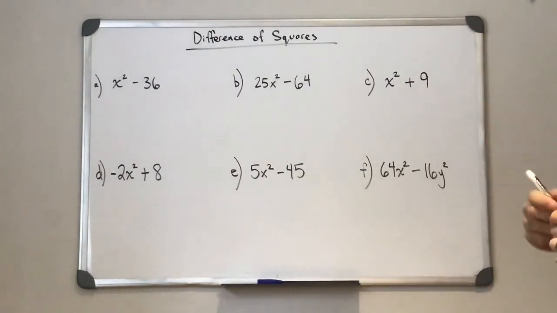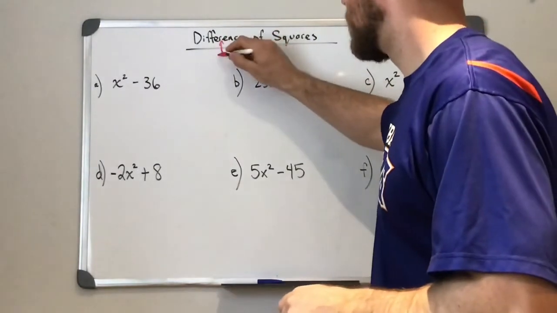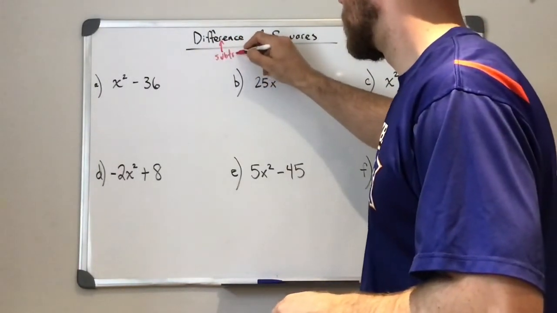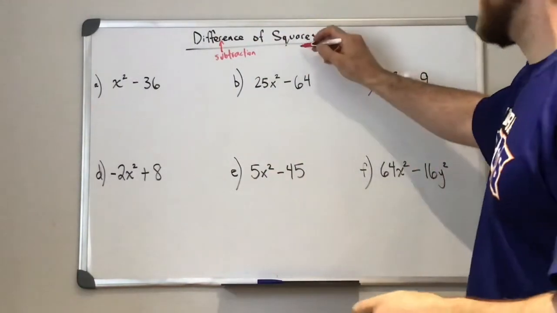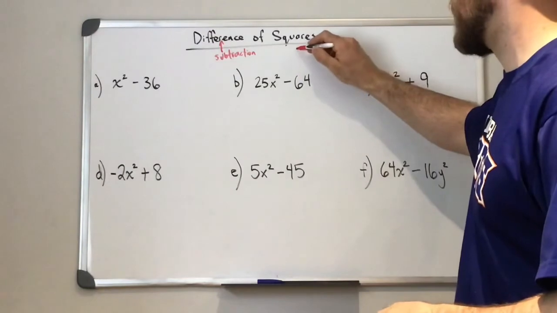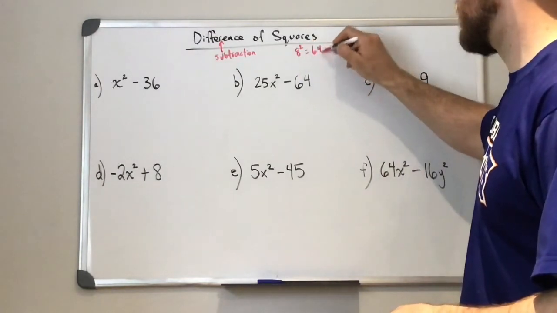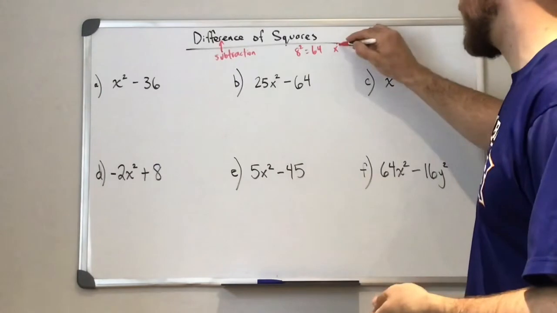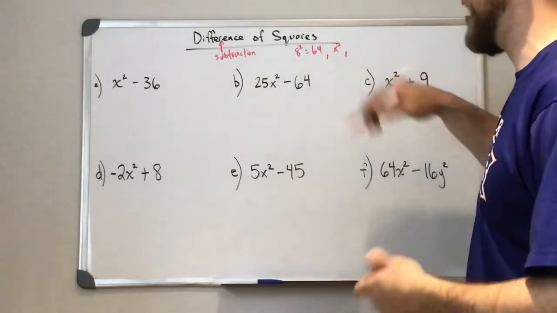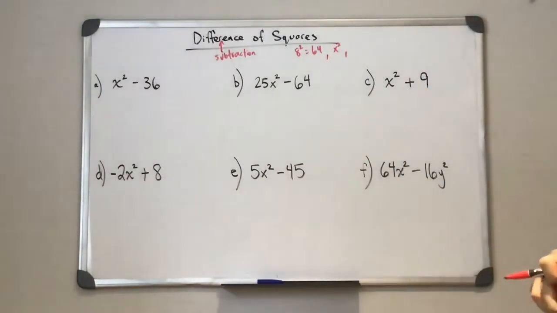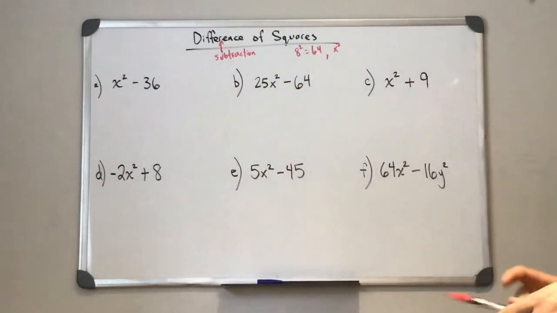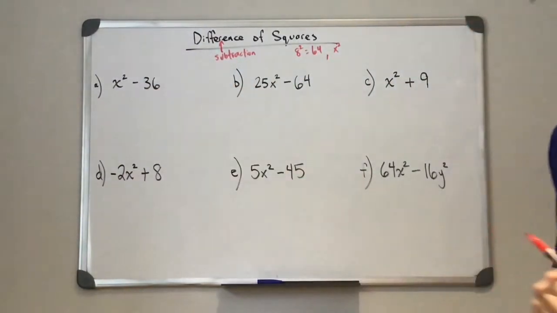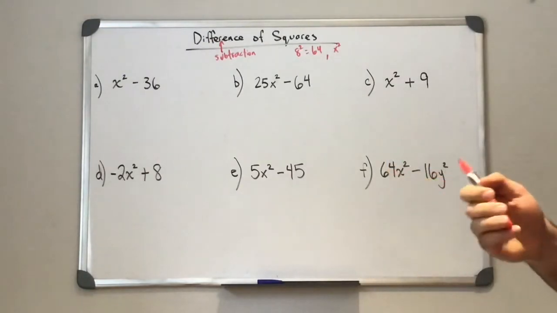So, in the title here, difference means subtraction of squares. So anything that is squared, for example, 8 squared is 64, or we could have an x squared. We could have any squared number or squared variable. Okay? And there's always going to be two terms. So you look at these 6 examples, there are 2 terms in all of them, and we're going to go through them one at a time.